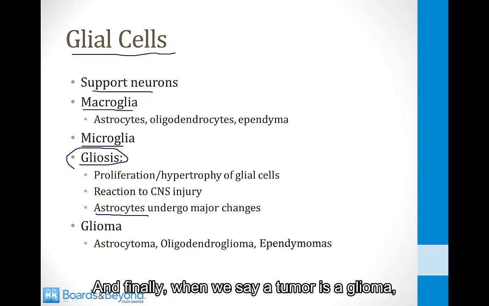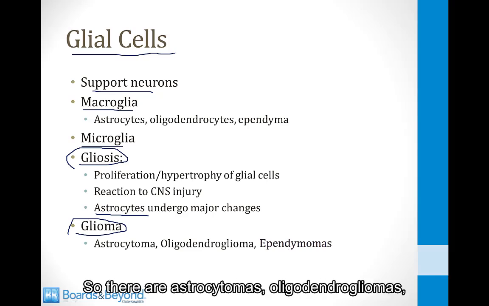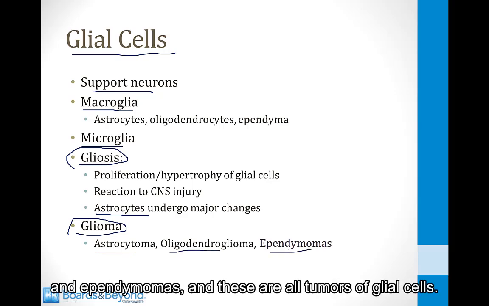And finally, when we say a tumor is a glioma, we mean it's a tumor of one of the glial cell types. So there are astrocytomas, oligodendrogliomas, and ependymomas, and these are all tumors of glial cells.